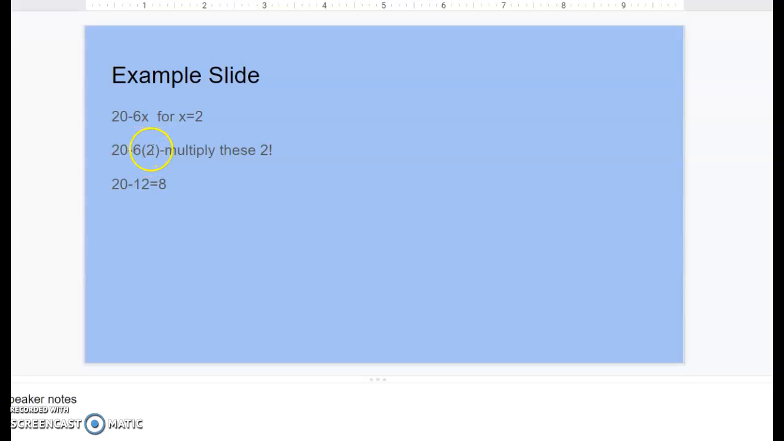Notice it is in parentheses. That means that we have to multiply these two numbers. So it would be 20 minus 6 times 2, not 20 minus 62. You multiply where that variable was. So 6 times 2 is 12, so 20 minus 12 equals 8.